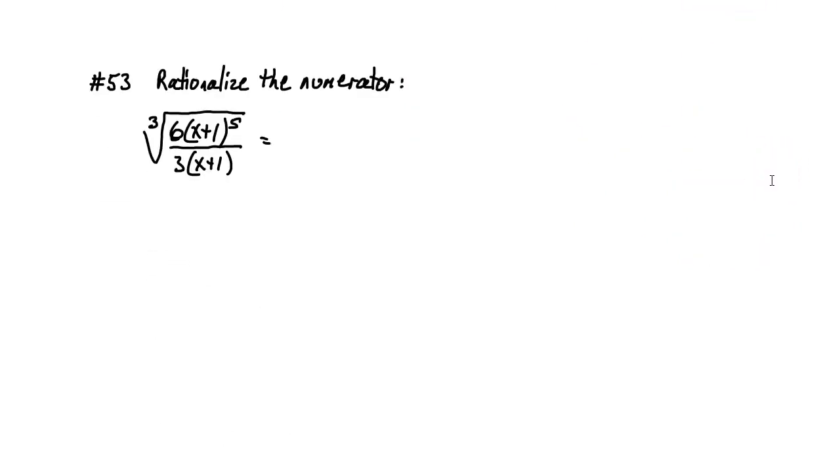Number 53, we're asked to rationalize the numerator. Well, first let's do some reducing inside there. 6 divided by 3 is 2, and this x plus 1 knocks out one of those, leaving 4 of them left. Rationalizing the numerator means removing the radical from the numerator. You can't take the cube root of 2 and get a nice result. And this exponent here doesn't match the index either, so that won't work out nicely.